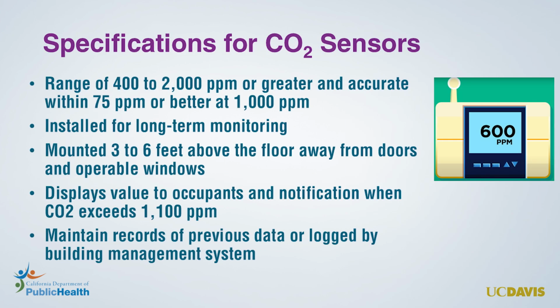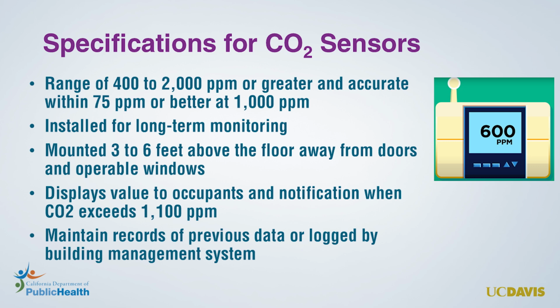We recommend that CO2 sensors used for monitoring buildings meet the following specifications. The CO2 sensor should have a range of 400 to 2,000 parts per million or greater and be accurate to within 75 parts per million or better at a reading of 1,000 parts per million. The sensors should be permanently installed for long-term monitoring. They should be mounted in the breathing zone, approximately 3 to 6 feet above the floor and away from doors and operable windows. For transparency, the sensor should display the CO2 value on the device, or the data should be made available to the occupants in some format, for example, through a website or dashboard.